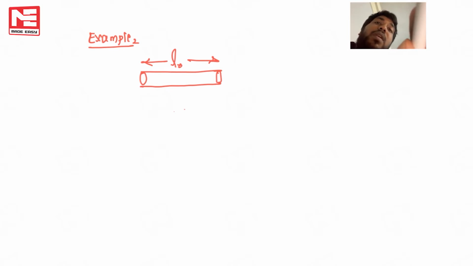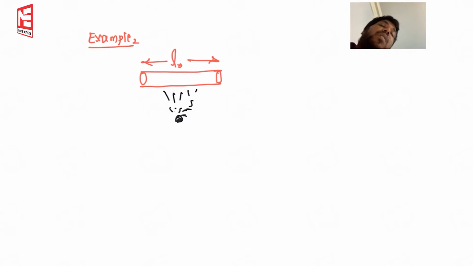So let me keep a heat source here. Let us assume that this particular metal rod is getting heated with the help of the heat source. Now if we heat this metal rod, then obviously the length of the metal rod is going to increase. Let us say it is increased by an amount delta L, right? So what does it mean?